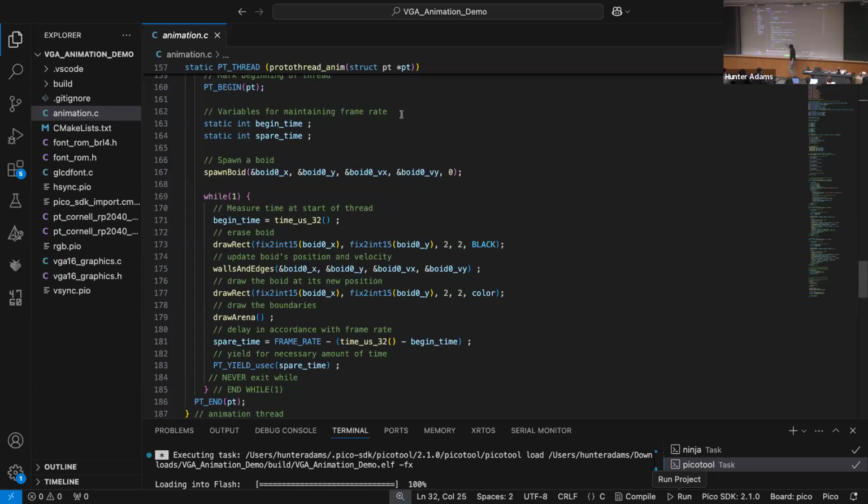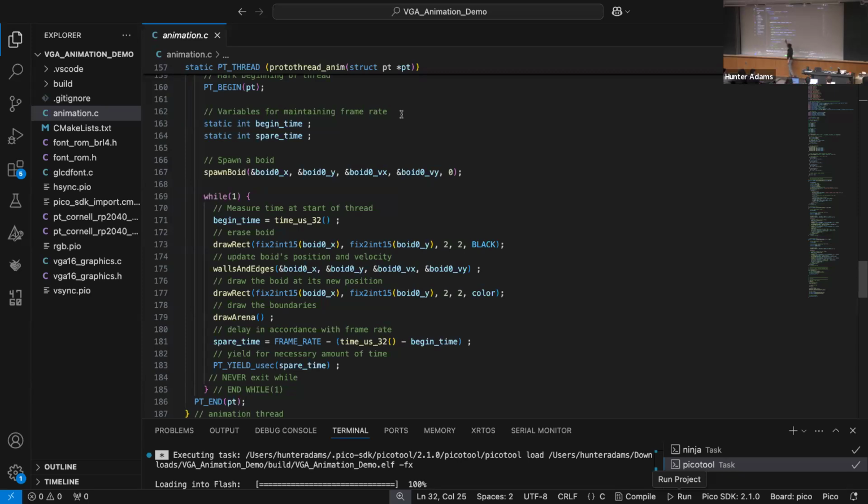In other words, for a desired frame rate, for us it's 30 frames per second, we check the current time of the microsecond timer after having done all this stuff and subtract off the time that we measured before having done this stuff. In other words, how much time did we spend in the thread? And we subtract the amount of time that we spent in the thread from our desired frame period so that we yield for precisely the amount of time that we need to in order to have this thread rescheduled 1/30th of a second later.